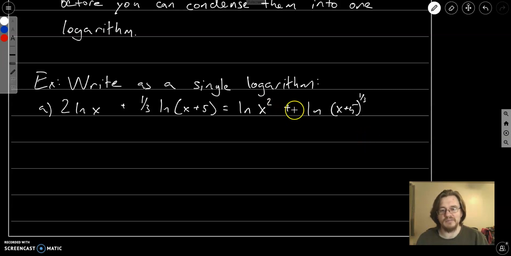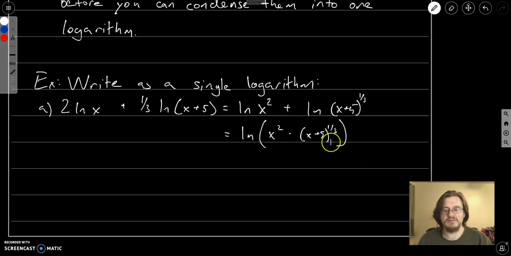And now I'm adding everything, and I have the coefficient 1 out front. So I can pull it all together and write it as multiplication. So this is going to be the natural log of x squared times (x plus 5) to the 1/3 power.